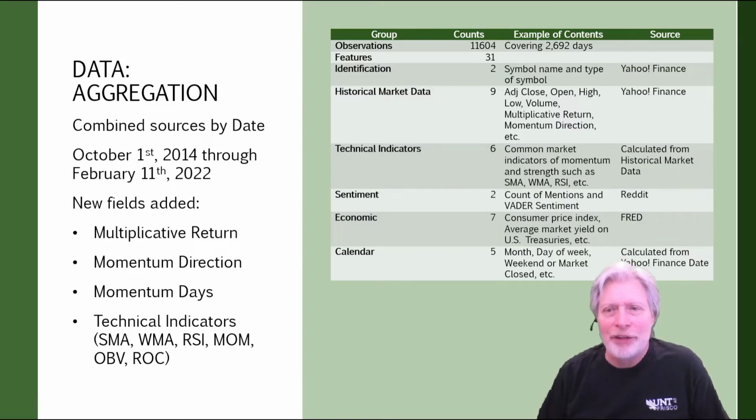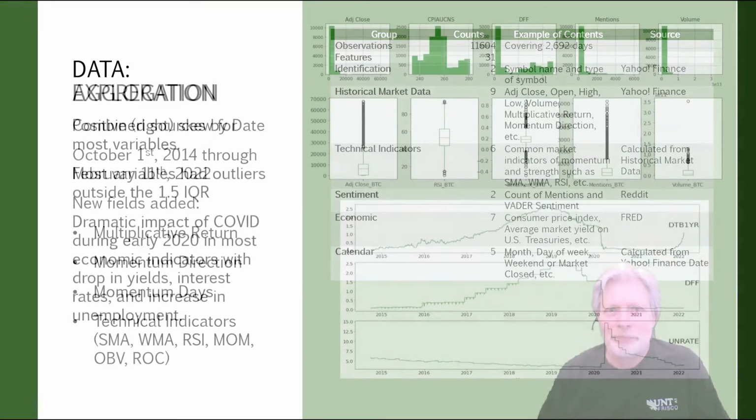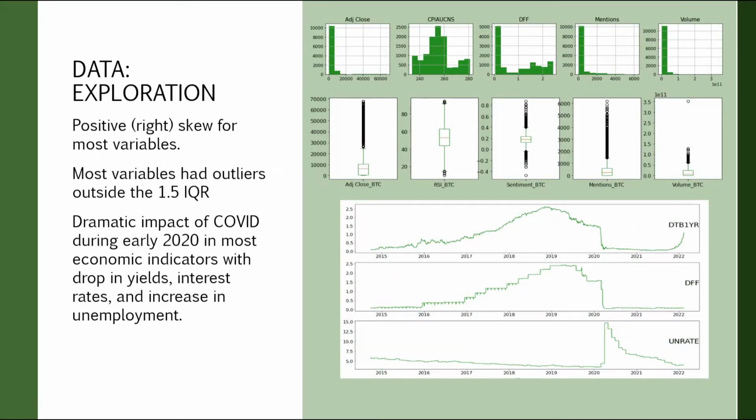We did have positive or right skew for most of our variables, as you can see with the subset of histograms shown on the right. You can also see by the subset of Bitcoin box plots on the right that I had a number of outliers. This was pretty much true for all symbols. I decided to go ahead and include these observations because I was concerned that they might have some relevant information, and frankly, it was not my intent to use parametric models. I did observe some interesting trends in the economic data, the most dramatic being impact of the pandemic.